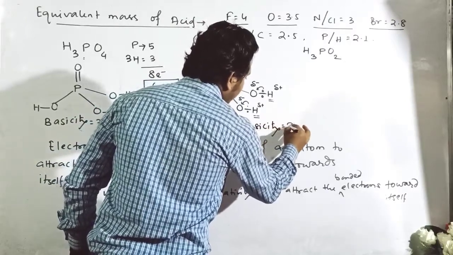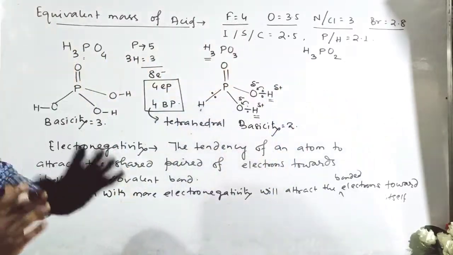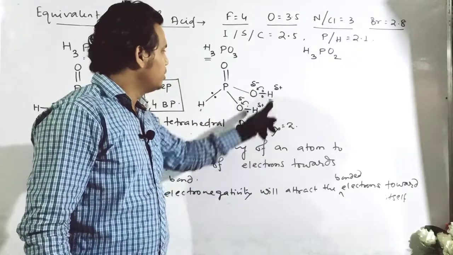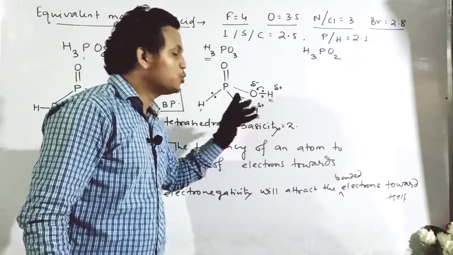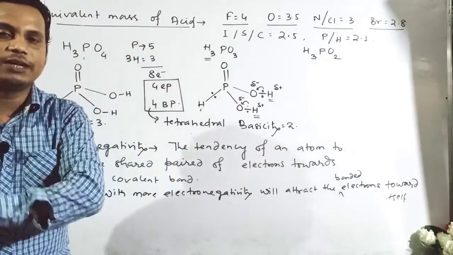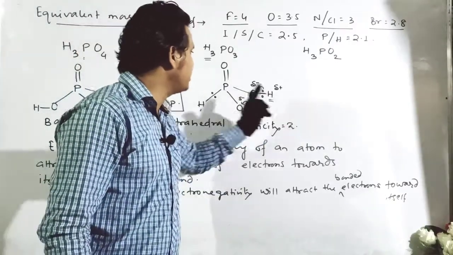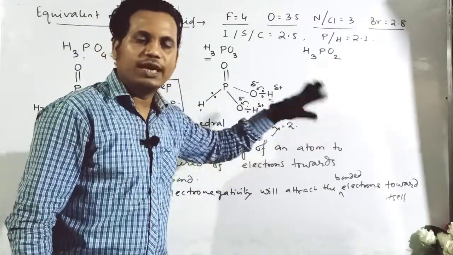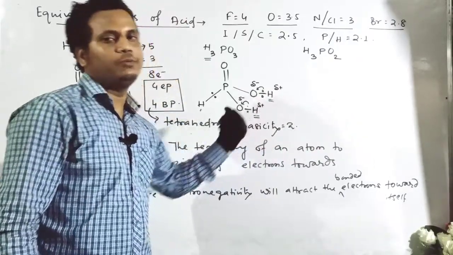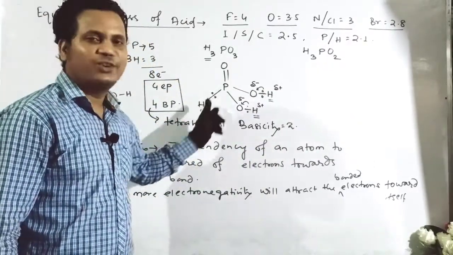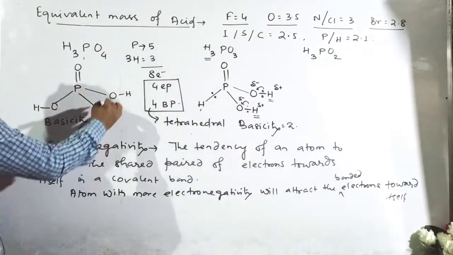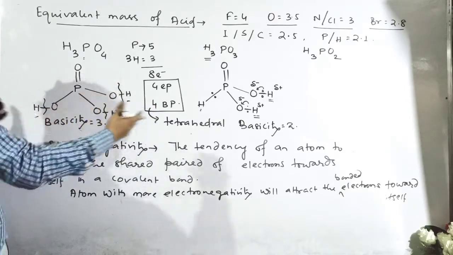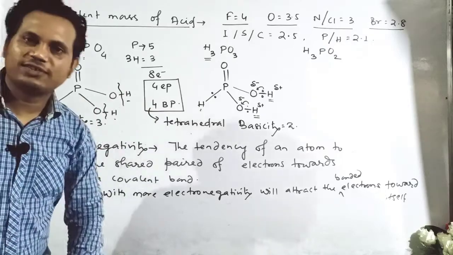So its basicity will be 2. Those hydrogen which are attached to a highly electronegative element, only those hydrogen can be replaced by the acid. Why? Because they can be easily removed, and in place of that hydrogen some other element can come, but this hydrogen cannot be removed. Now see here, this is easily removed. So 3 hydrogen can be easily removed by the acid. So basicity is 3. Here 2.